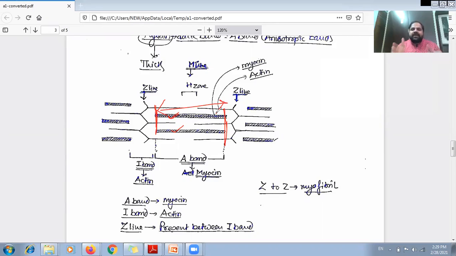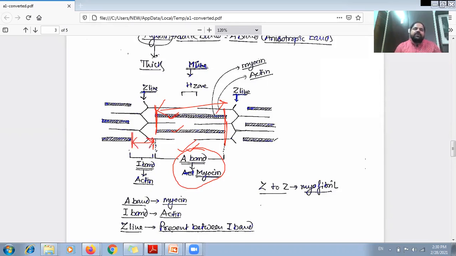If there is a darker band, or if there is the myosin, then it will represent the darker zone, and this zone is called A band. So we can see here this zone is representing A band, and due to presence of myosin, it represents the darker band. However, starting from here to here, there is only actin protein.